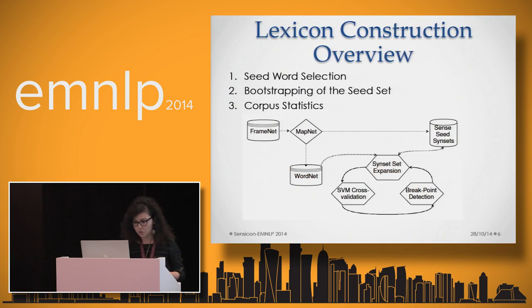After our motivations, I'm going to talk about our lexicon construction strategy. We are using a very simple but effective methodology. The first step is that we select some seed words which are directly related to the 5 sensorial modalities. And in the second step, we bootstrap this seed set. And in the last step, we analyze some corpus statistics to create the final lexicon.